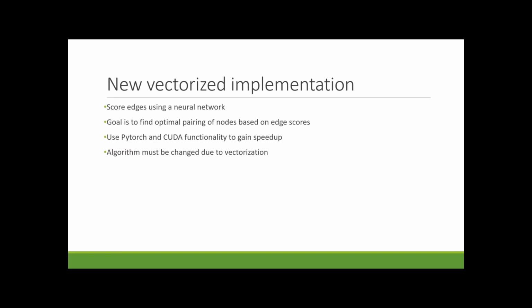So the goal of my new vectorized implementation, again, was to use the PyTorch and CUDA functionality to parallelize operations so that you can more efficiently contract the edges. However, because of this, you have to change the algorithm a bit because of how the previous algorithm functioned. You can't implement it with those vectorized functions. So I had to come up with a slightly different algorithm.